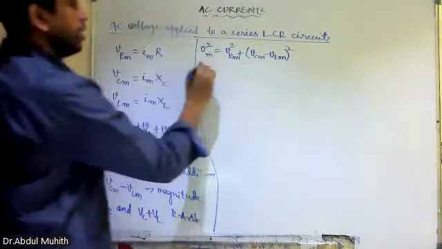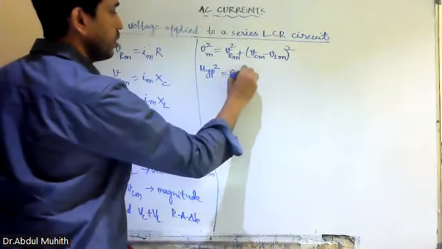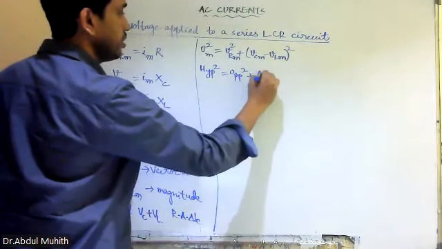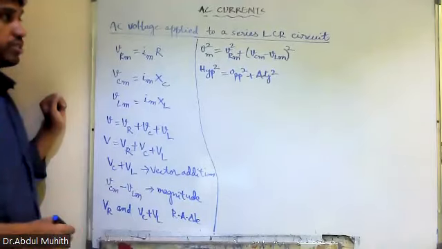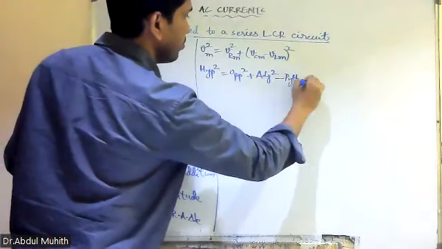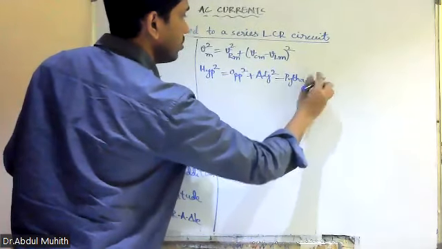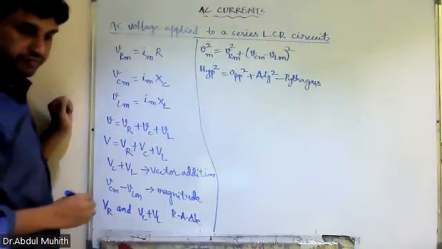Hypotenuse square is equal to what? Opposite side square plus adjacent side square. This is from Pythagoras theorem. Is it not? I'll write here, this is from Pythagoras theorem. Okay. So we got this value.